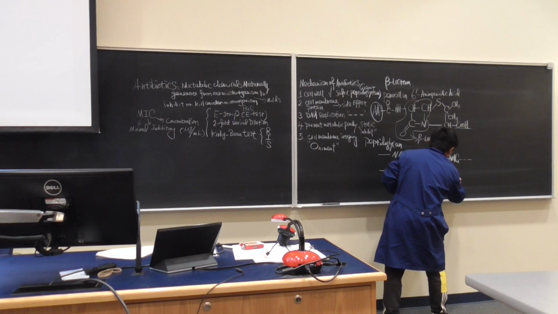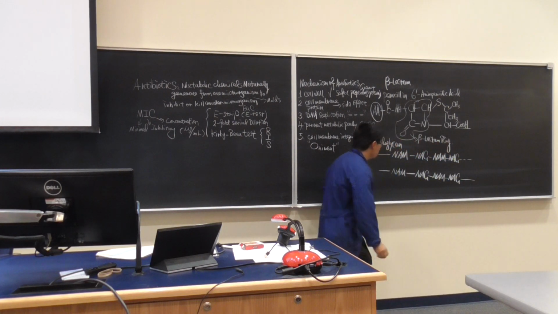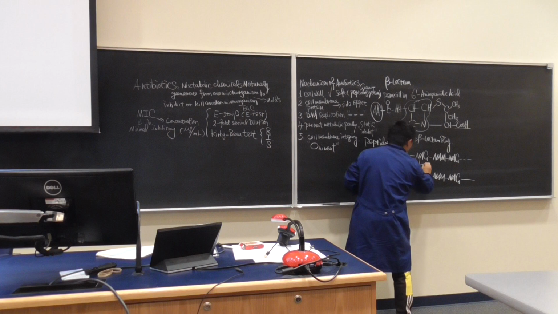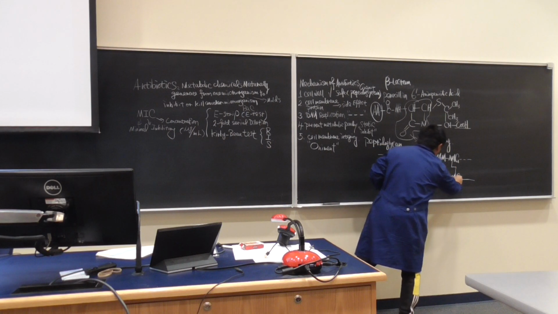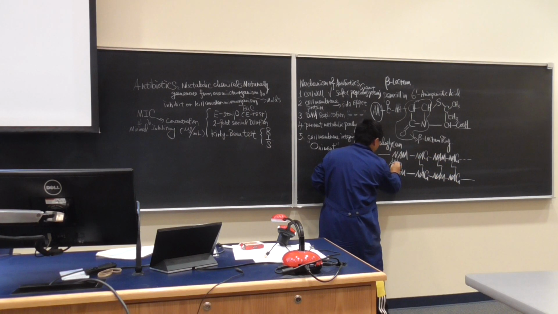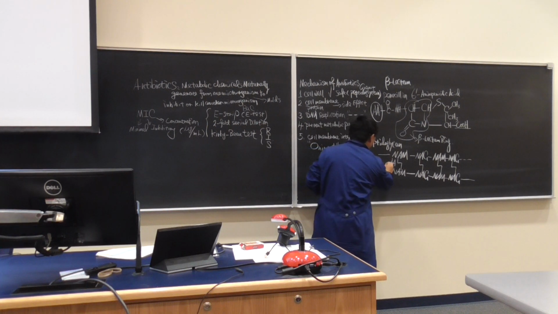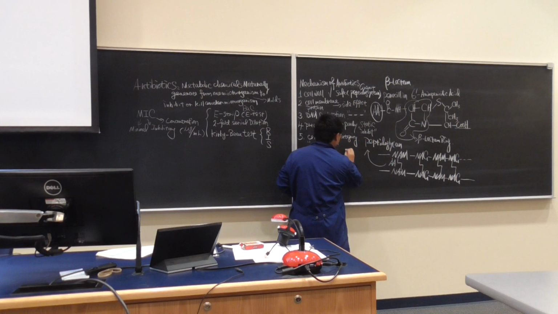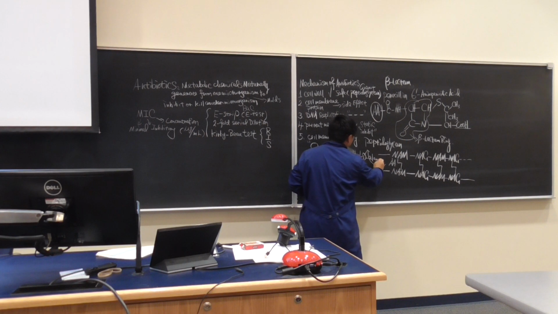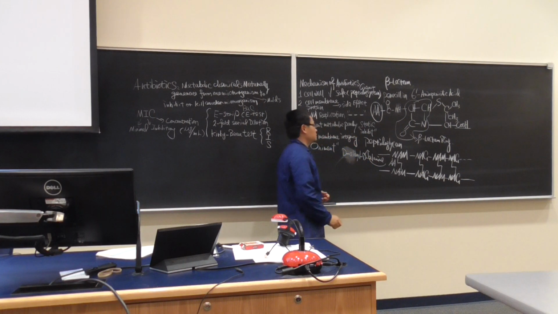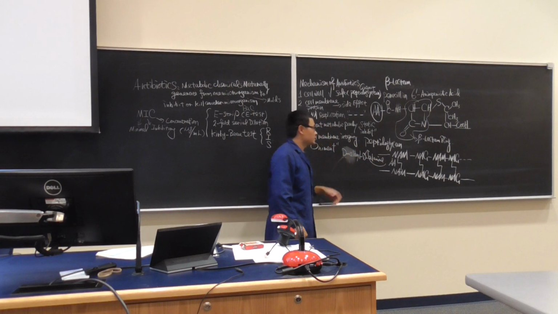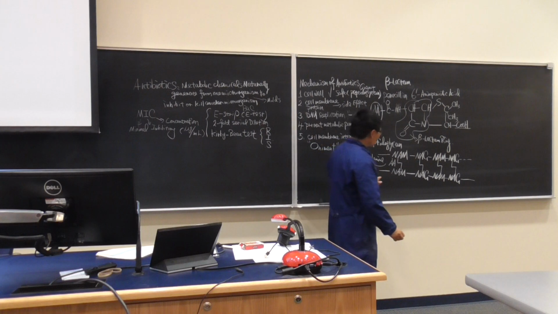And then they are connected with each other. Connected with what? Amino acids. What are these amino acids? Basically D-alanine, D-alanine, and, of course, glycine. These are basic amino acids.